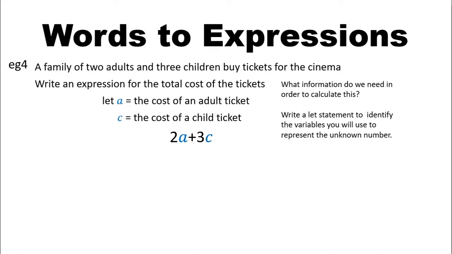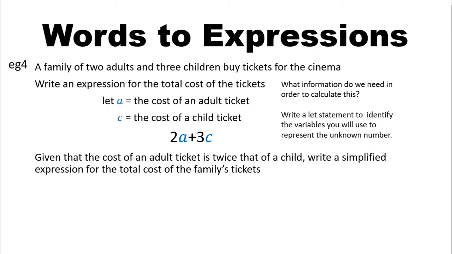That's going to be 2 times the price of an adult ticket plus 3 times the price of a child's ticket, because I'm buying these tickets for 2 adults and 3 children. Now to take that one step further, suppose we know that the cost of an adult ticket is twice the cost of a child's ticket. Let's write a simplified expression for the total cost of the family's tickets.